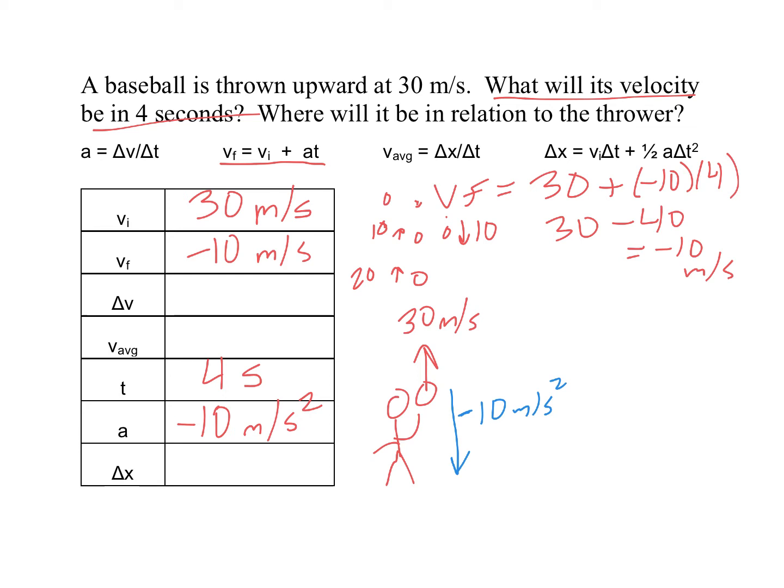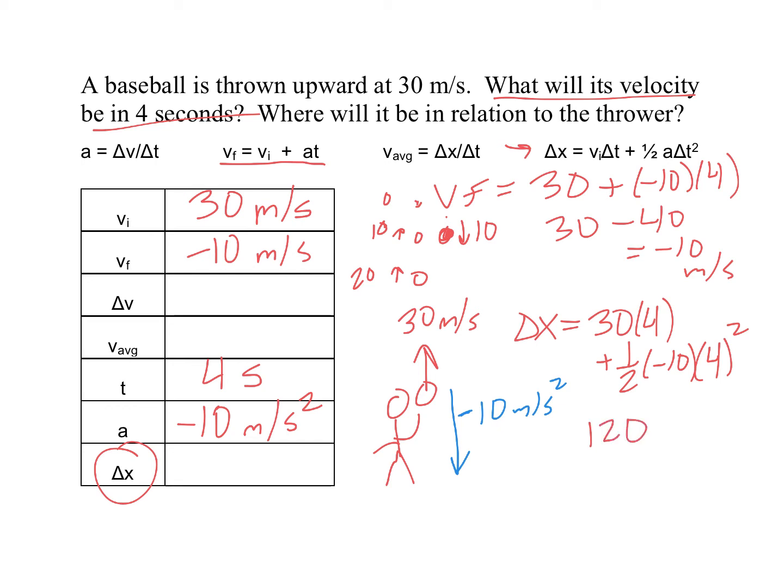So now what I want to do is figure out this ball right here, where is it in relation to the thrower? So basically I'm asking for delta x. Again, if I want to skip ahead and use this equation, I can. Delta x equals VI, 30, times T, which is 4, plus 1/2 A, negative 10, times T squared, 4 squared. So 30 times 4 is 120. 16 is 4 squared. 16 times negative 10 is negative 160, so I get negative 80 here.